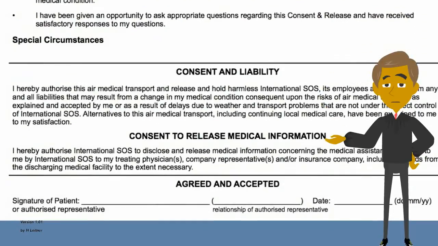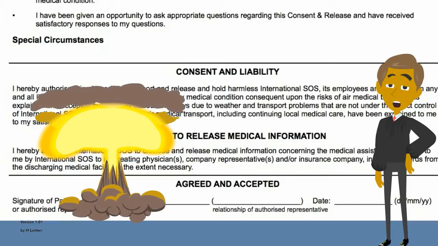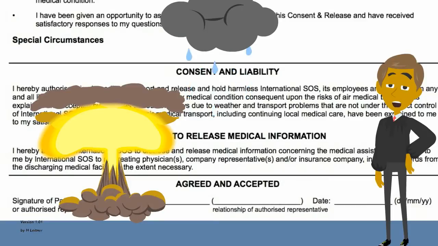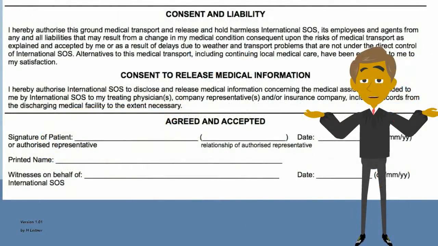In this section, the patient agrees to be transported. The patient accepts the risks, and agrees that International SOS cannot be held responsible for the risks. The patient understands and agrees that SOS cannot be held responsible for problems beyond the control of SOS, such as bad weather causing delays. The most important part is completed incorrectly, all too often.